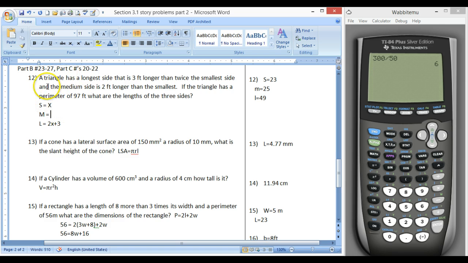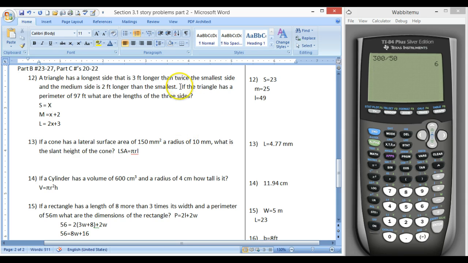Now let's move to the next sentence. The medium side is 2 feet longer than the smallest. Is means equals. So the medium equals 2 feet longer than, that means I need to add 2 to something, is 2 feet longer than the smallest.